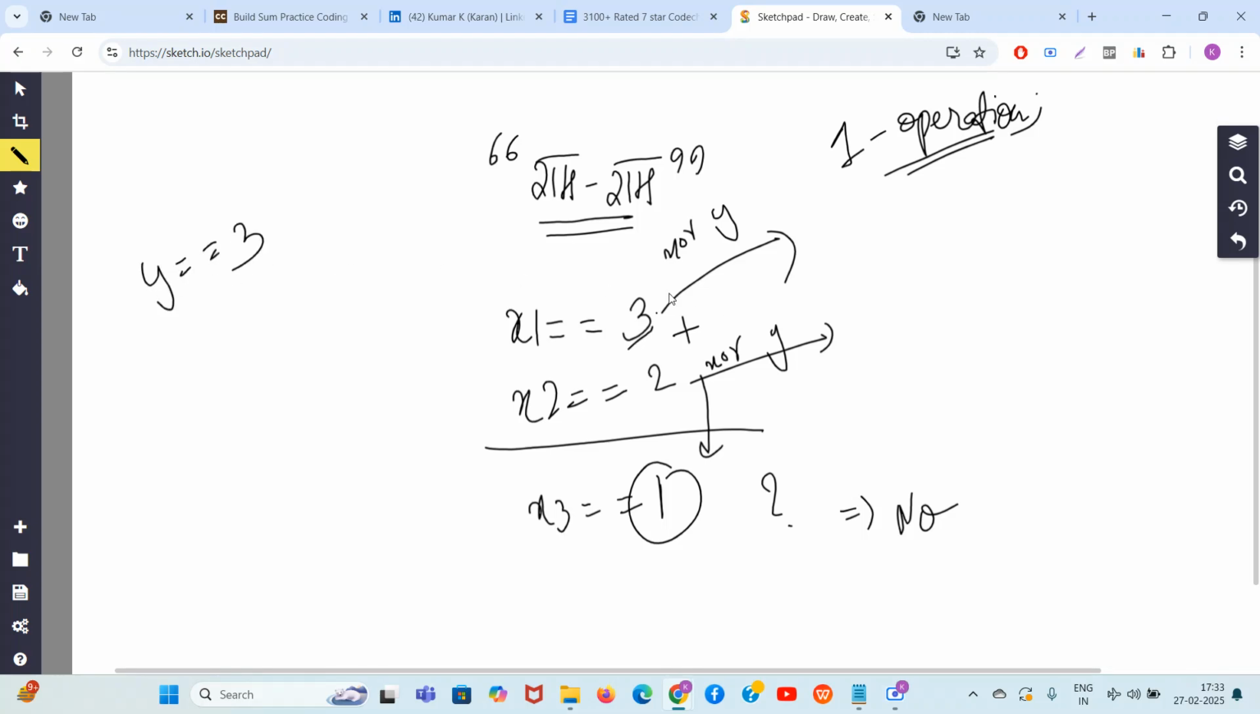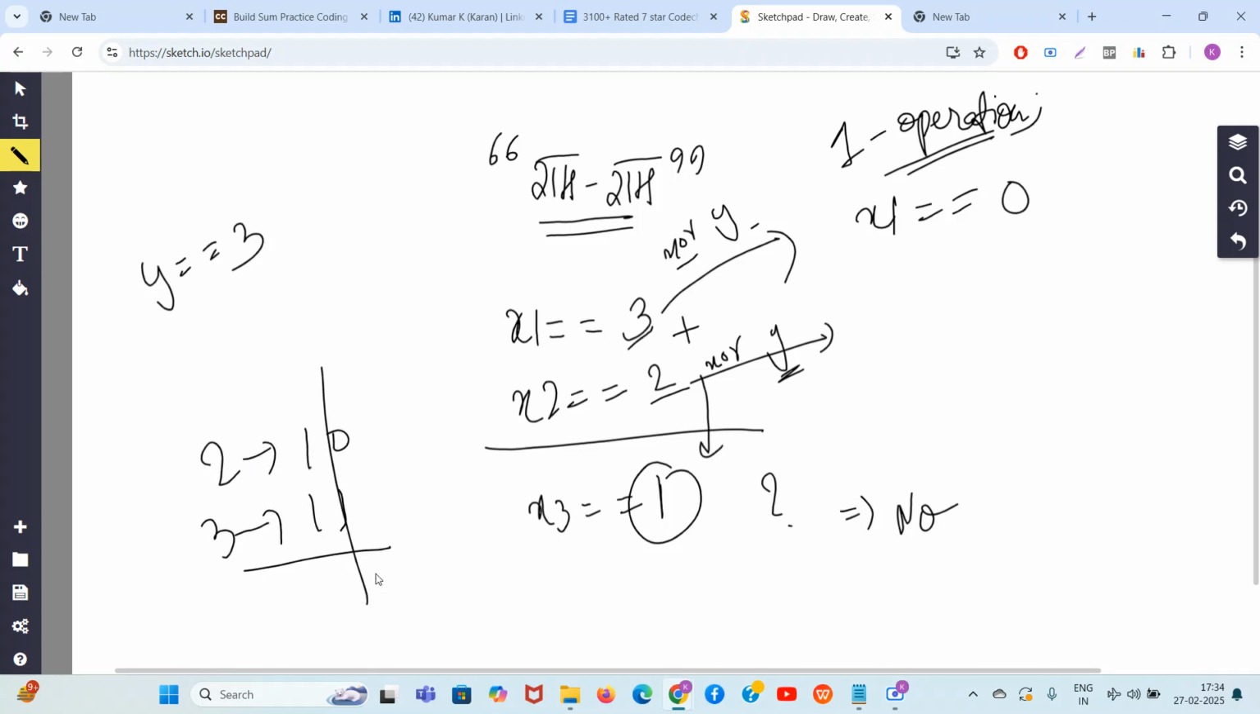So guys, if I do 3 XOR 3, x1 will become 0. And if I do 2 XOR 3, what will it become? 2 looks like this, and 3 looks like this. If you do the XOR, it will become 1. So after doing that operation, I selected x1 and x2 and did XOR y. Y was a number of my own choice.